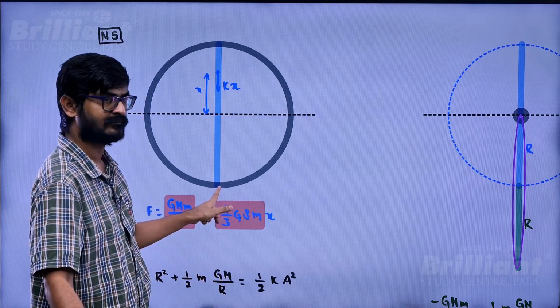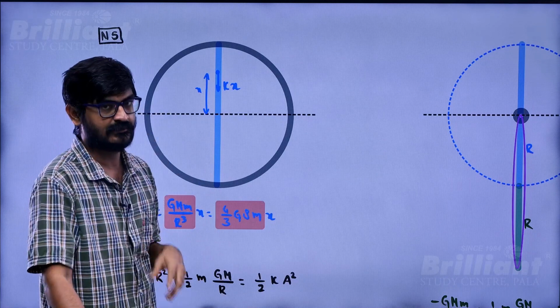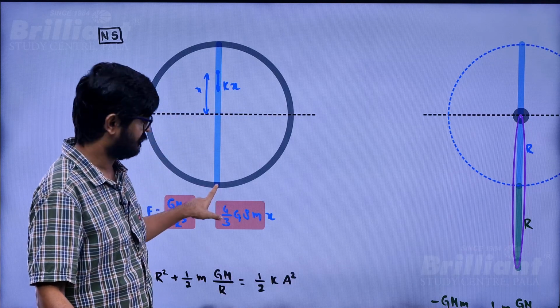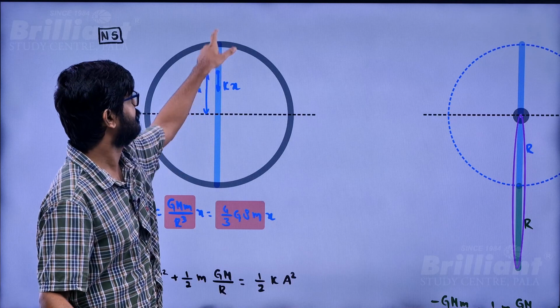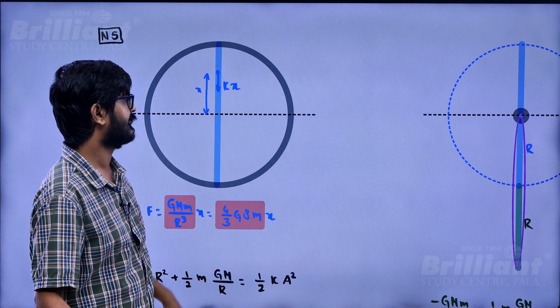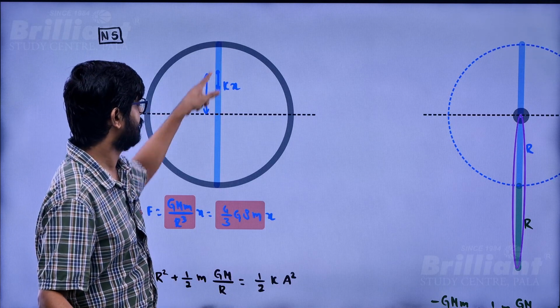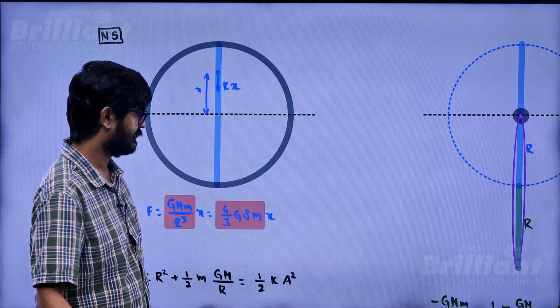It will come back. When it is outside, it is not SHM, because the force will be inversely proportional to r square. So from here to here it will look like SHM, but outside it is not SHM, inside it is SHM. So let us calculate this time period in two different ways. One is the time taken from here to here, and from here coming back separately, right?